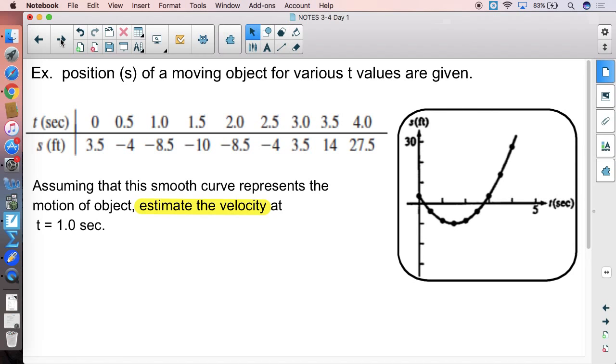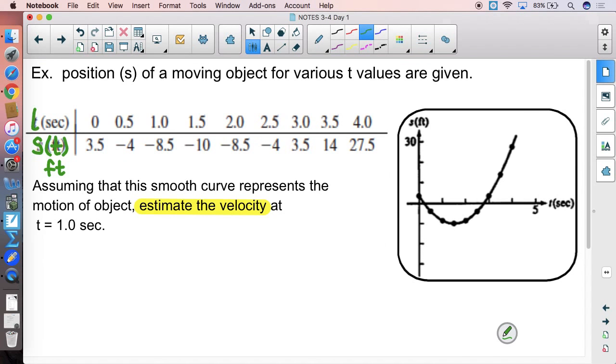So I've got several positions in this data table. And it does tell us it's a position, so as soon as I see that, I'm going to go over and make sure that I understand that this is S of t, which happens to be in feet. And this is time in seconds, just so I realize what my labels are, even though it listed them, making it easier for me to tell what information I have and what information I'm working with.